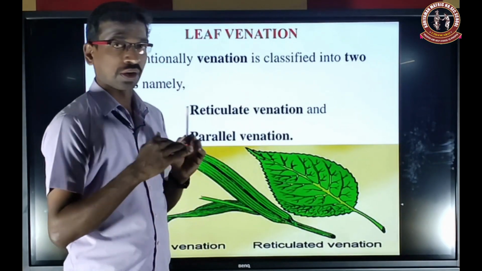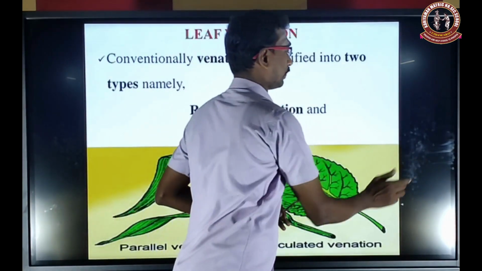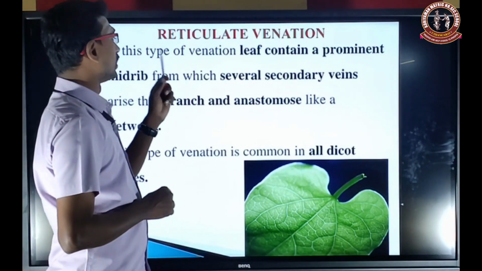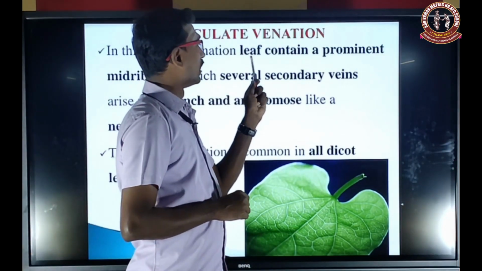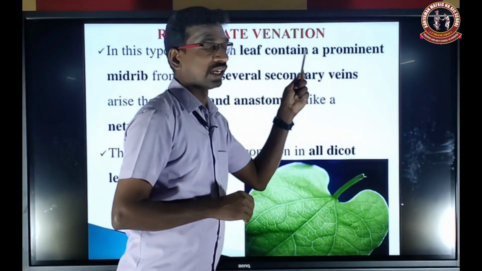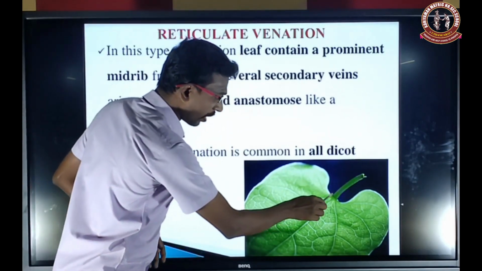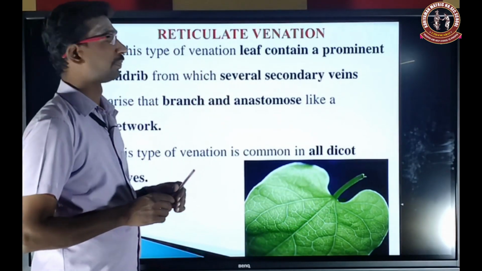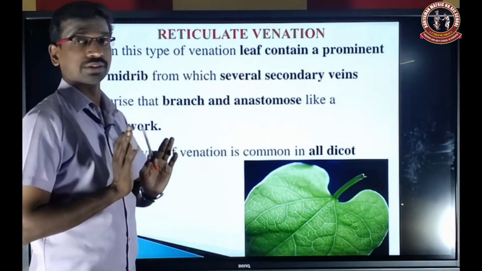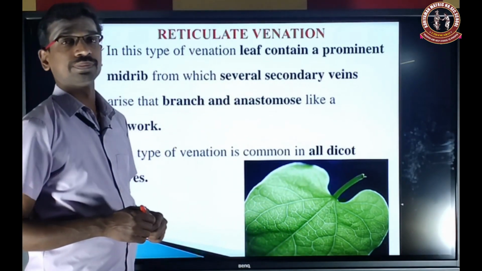Okay, so we are going to see them one by one. What is reticulate venation? What is parallel venation? In the first type, reticulate, the leaf contains a prominent midrib. That is very, very important. They have a prominent midrib, from which several secondary veins arise.